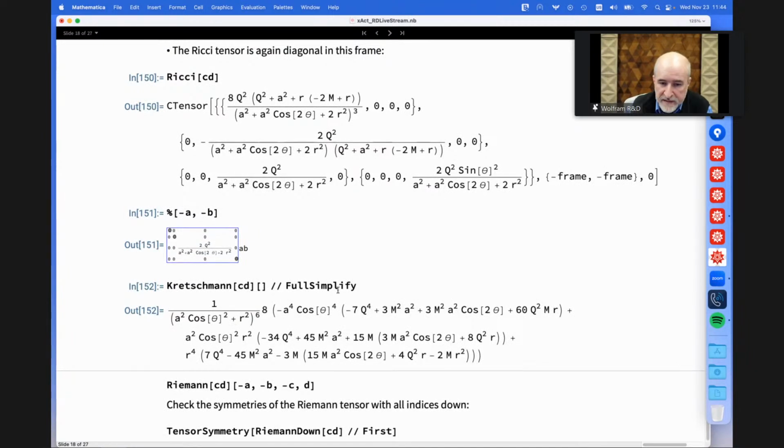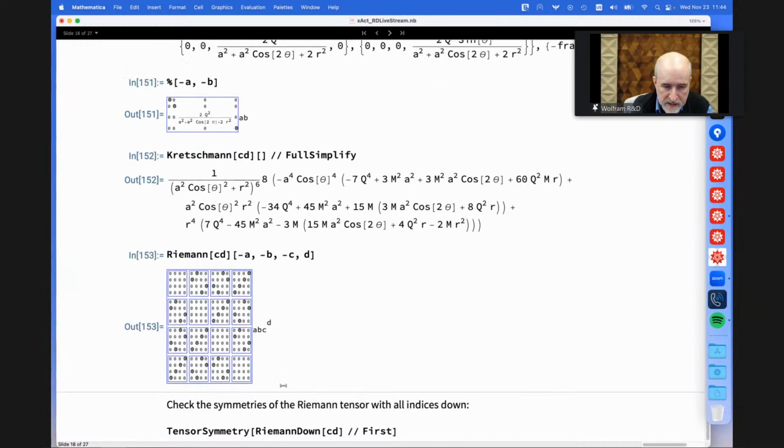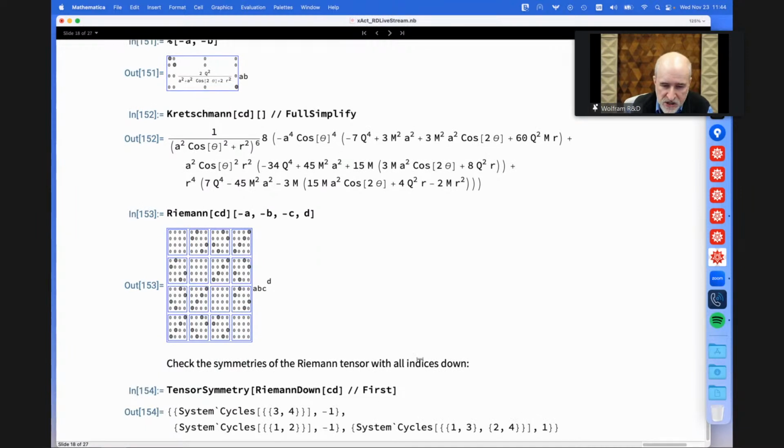And I added a full simplified at the end to show it in a simpler way. That's the Riemann, you see, and now it has a different structure of zeros. It has more zeros, actually. And we can do things like, for example, check the symmetry. This is a notation to check, because this object is rather complicated. It may have hidden structure.